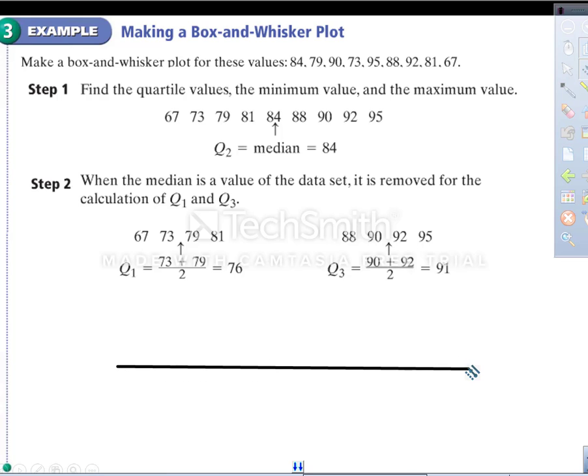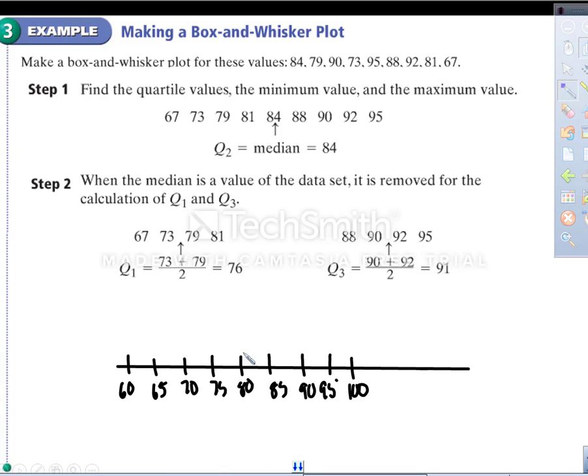So here, do a number line like so. And then since our lowest number is 67, we could say that this is 60, and then we'll just increase by 5s. 65, then this will be 70, this will be 75, this will be 80, this will be 85, and we got 90, 95, and we got 100.